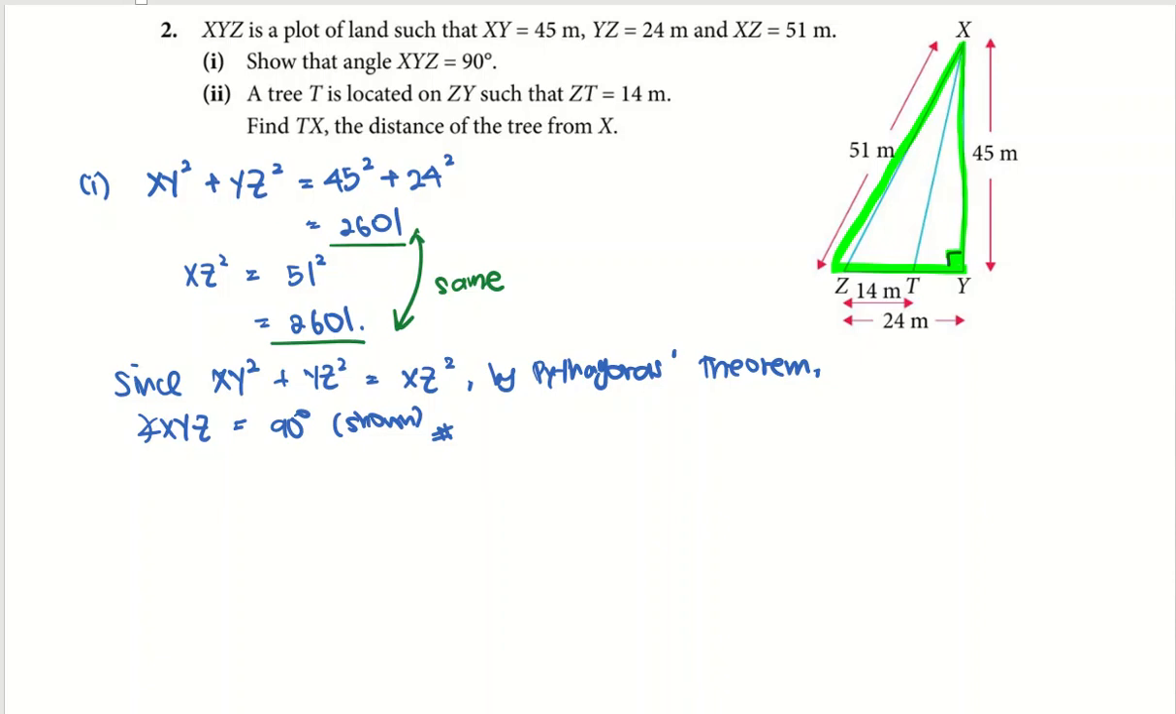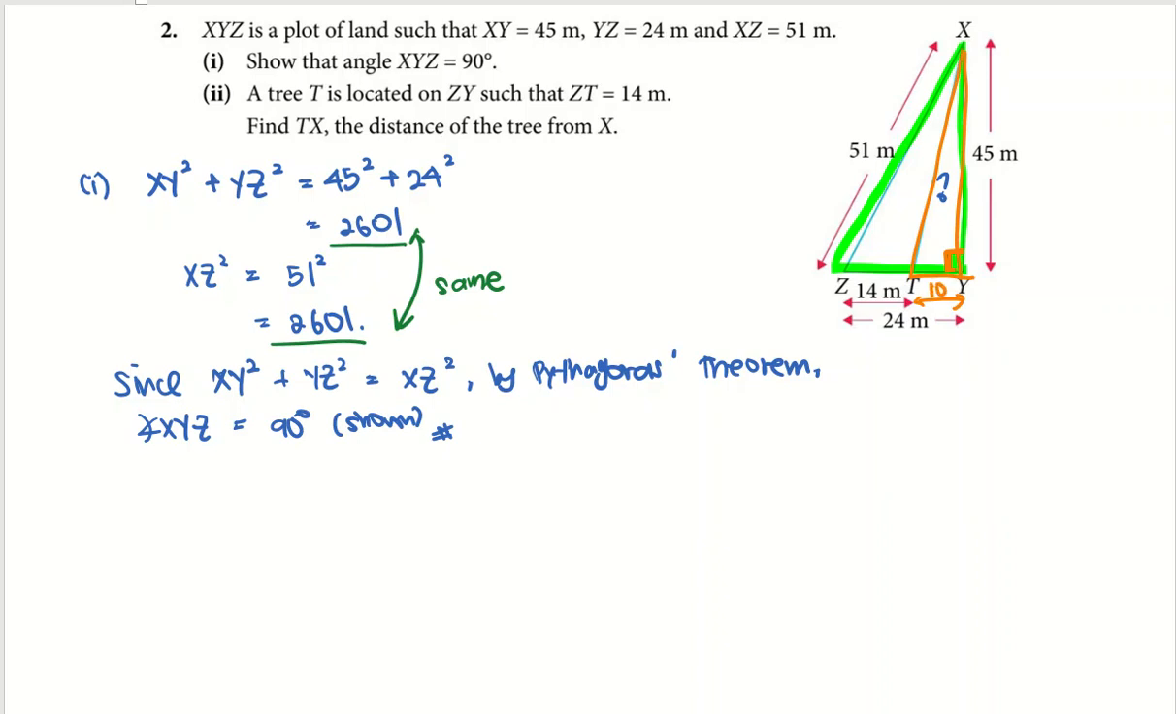Part 2 says that you have a tree T which is located at XY such that ZT is 14. Find TX, which is the distance of the tree from X. So over here, TX is what you need to find. Since you have already shown that your angle XYZ is a 90 degree from part 1, we can now take a look at this smaller triangle XTY over here and make use of the 90 degree in order to find your hypotenuse, which is the slanted leg. Because by a simple subtraction, you know that your length TY is actually 10 meter.